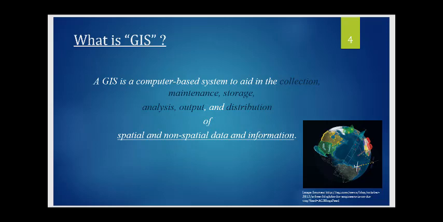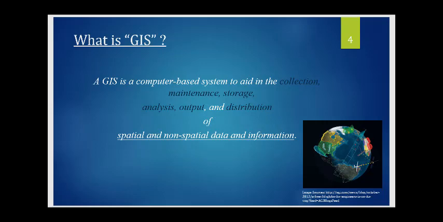Output refers to maps, reports, and statistics, among other products that a GIS can create. Typically, the output of a GIS is a map. A map is a visual representation of the spatial phenomena known as reality. Through the collection, maintenance, storage, and analysis of reality, a GIS can produce visualizations and models of the world.